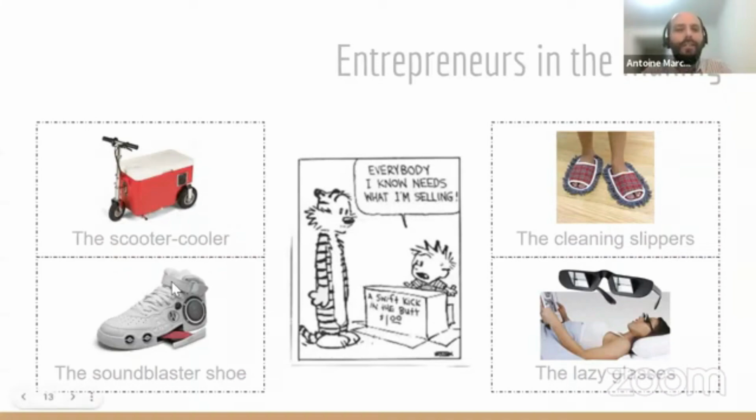So let's take this example of mine with the entrepreneurs in the making. We have different projects. The groups of students might be the groups behind this new product, the scooter cooler. Check it out. Isn't it a great new product? This scooter lets you go around with a fridge. You're sitting on a fridge and driving at the same time. It's fantastic. It's perfect for anybody who loves picnics. The Sound Blaster shoe, that's for people who really love to annoy their neighbors.